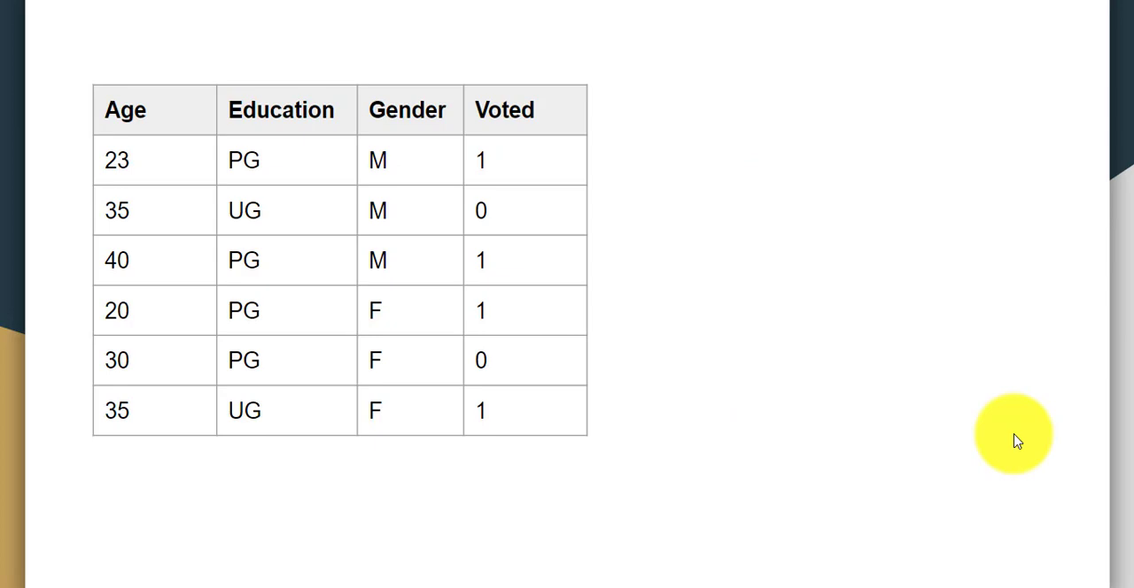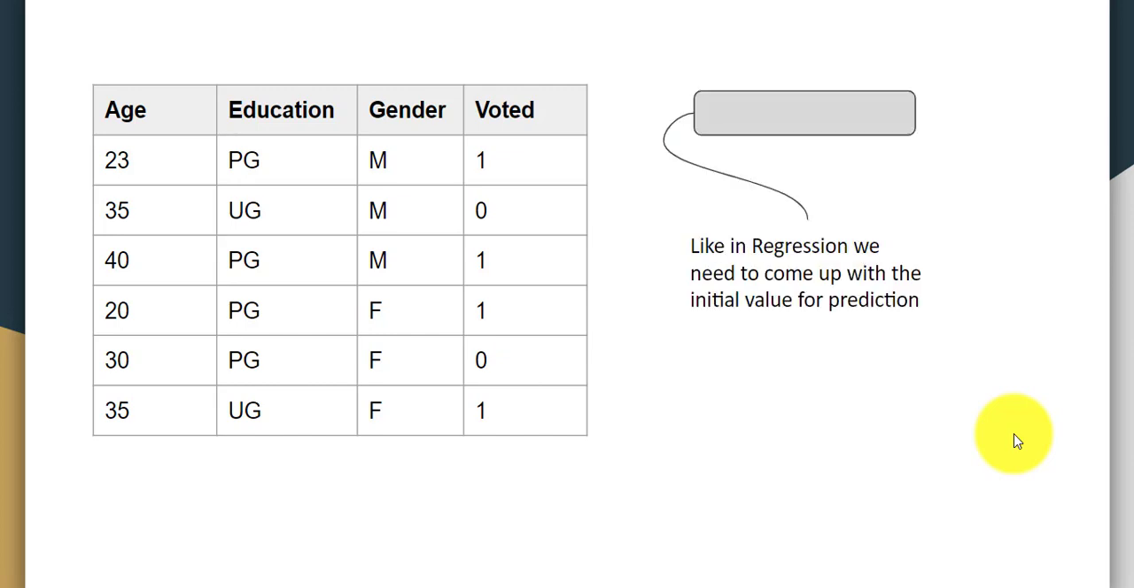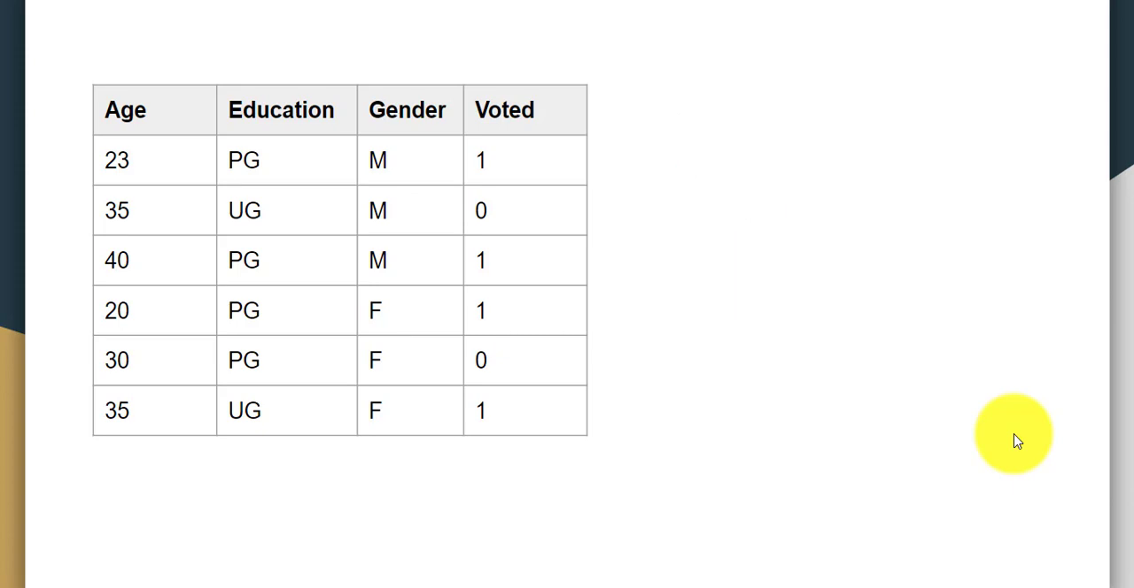So I have this data set over here where I have age, gender, education, and I want to estimate whether someone voted in elections or not. Like in regression, we have to come up with the initial prediction, and in the case of a classification problem, it comes out to be log odds, basically log of events by non-events. This comes out to be 0.69 for us.